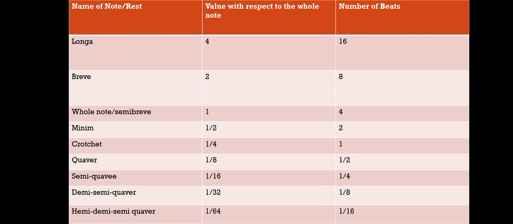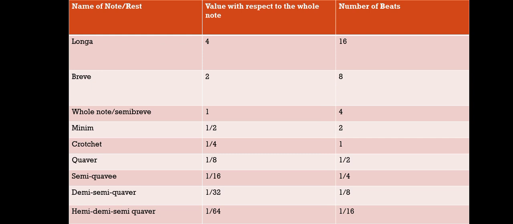This long note is 4 times the whole note. The whole note has 4 beats, and we are saying that the longa is 4 times the whole note. So 4 times 4 gives you 16 beats. That's why in the last column of the first row you have the 16. The longa's value with respect to the whole note is 4, because the whole note is 1. Above 1 is like 1 times 2. It is the breve, which is 2, and the longa is 4.